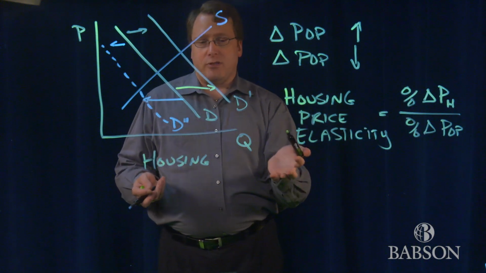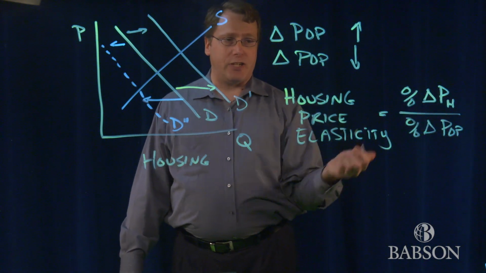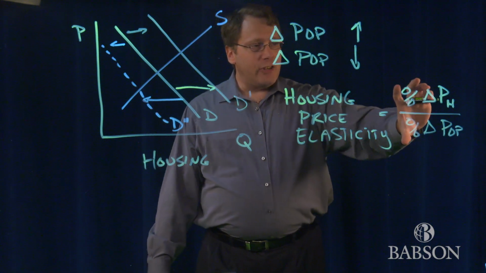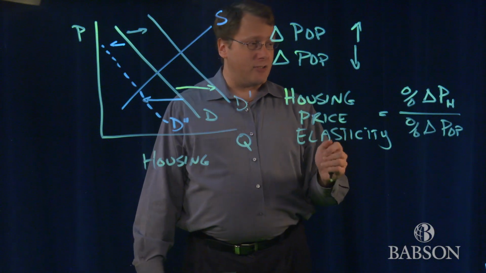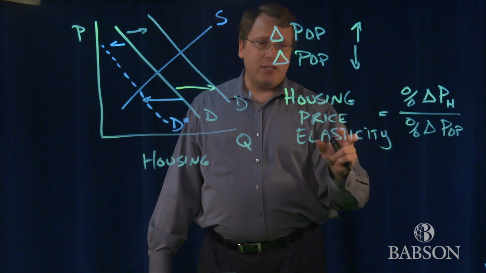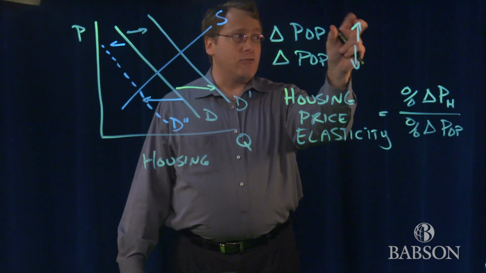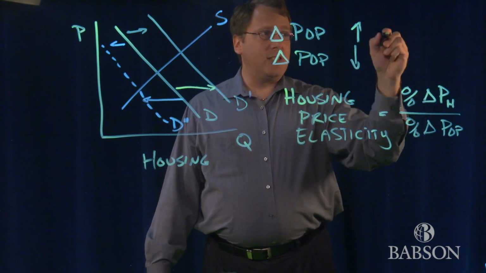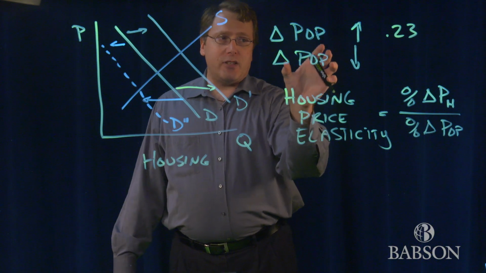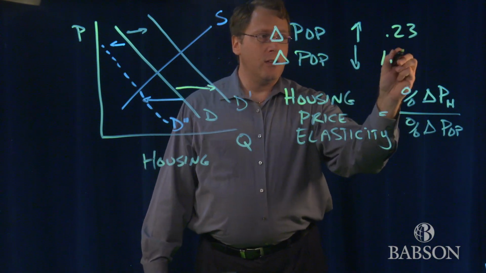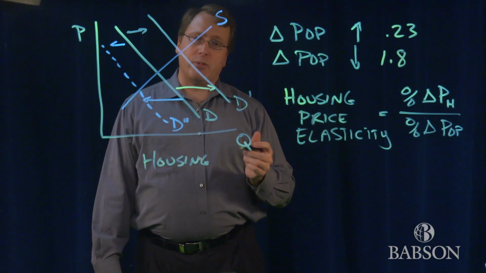Now, why is this important, right? Why would we want to be able to look at the impact of population on housing? There's a really great study by two doctors, Glaeser and Gyourko, and what they found is that in areas that are growing, the elasticity here is 0.23. And in areas where the population's declining, the elasticity is 1.8.